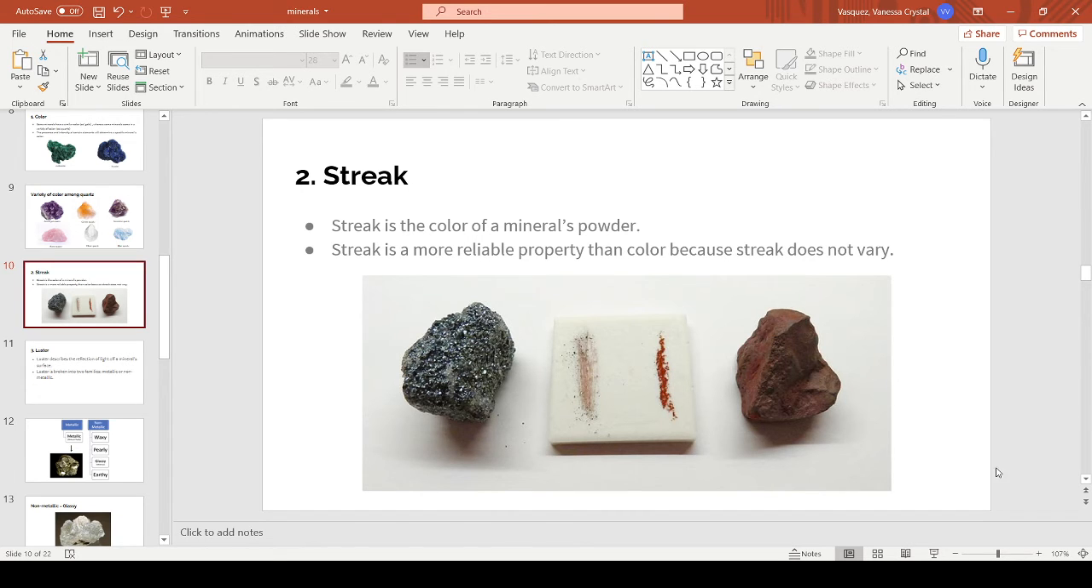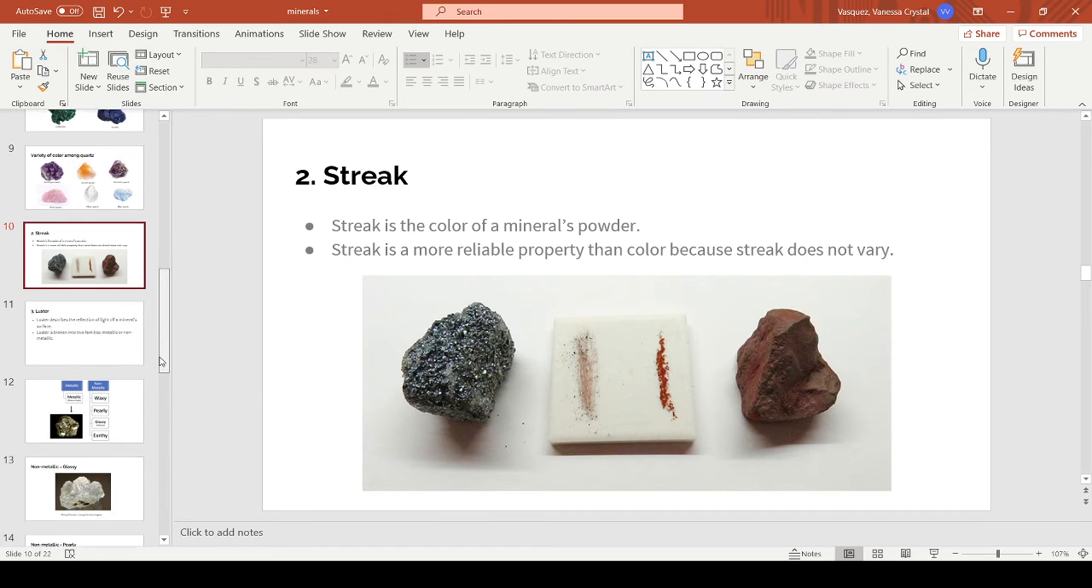So in this photograph, this is the same mineral, and that's why they have similar color. They have a similar color powder, but the reason that they look different is because of their texture. So this one's more coarse and this one's more smooth, but this is the same mineral.